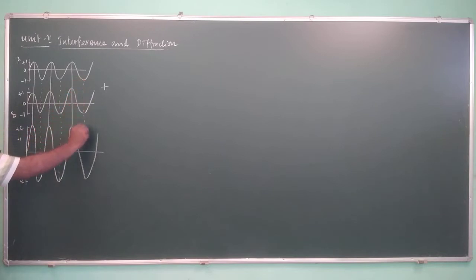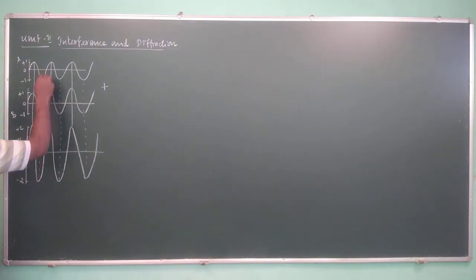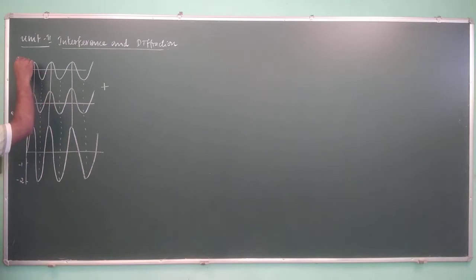Essentially, the amplitudes of the two waves are added, so that at the maximum we get a maximum value, and at the minimum we get a minimum value. Here +1 and +1, these two maximum amplitudes are added so that we get +2 here. Similarly, when -1 and -1 are added, we get -2 here. This is one situation.